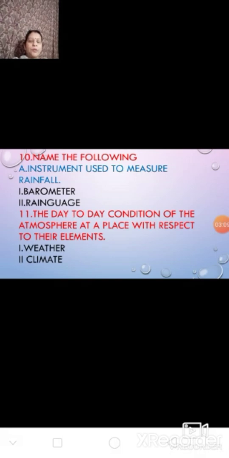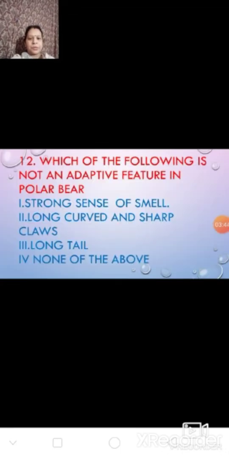Next is name the following. So here comes an instrument which is used to measure the rainfall. Answer given over here is barometer or rain gauge. Next one, the day to day conditions of the atmosphere at a place with respect to their elements. So here again the options are given in the question, that is weather or climate. So children, accordingly you just answer it.